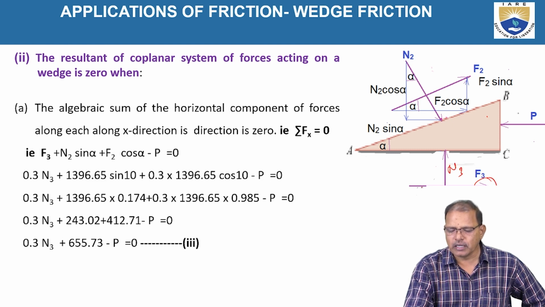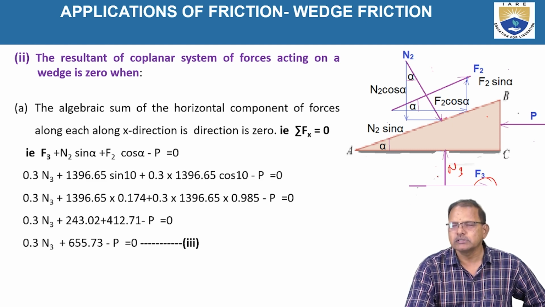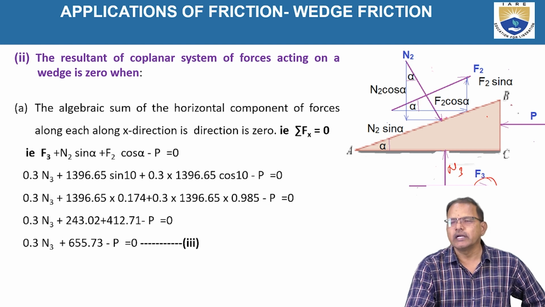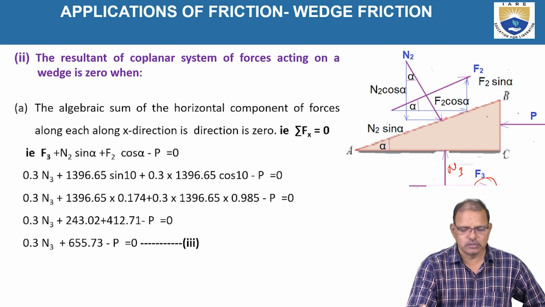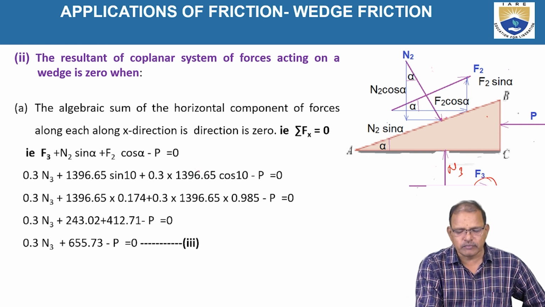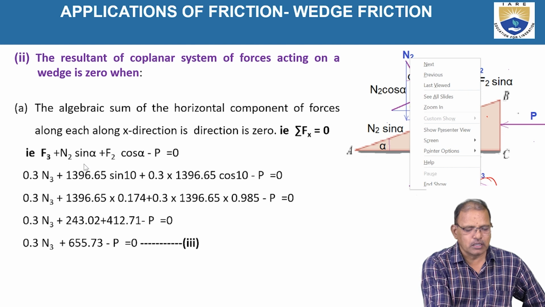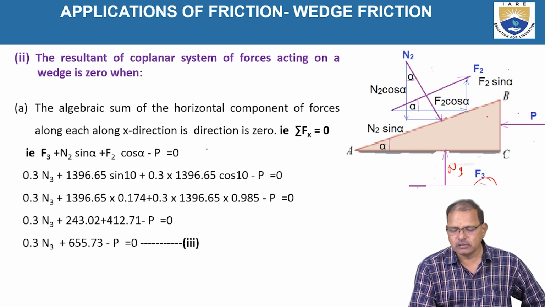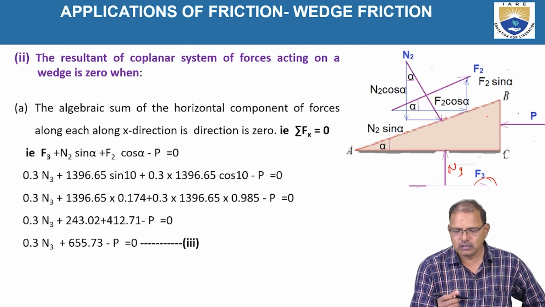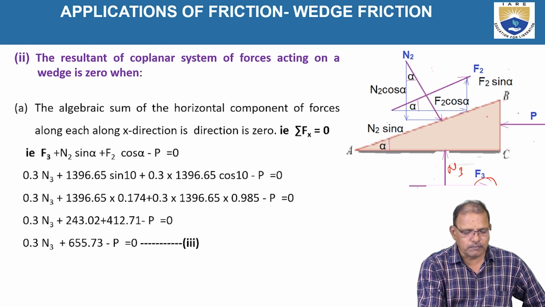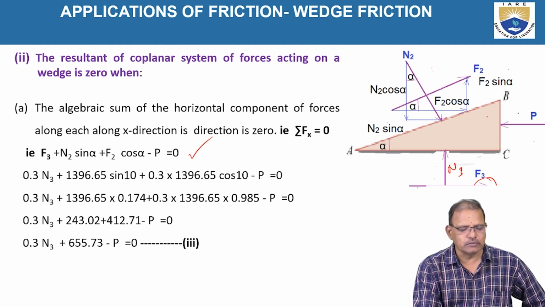Here the normal reaction N3 is represented in the upward direction. P, the horizontal force, is acting toward the left-hand side. Taking the sum of the forces acting along the x direction equal to zero, we get F3 positive, N2 sin alpha plus F2 cos alpha minus P is equal to 0.